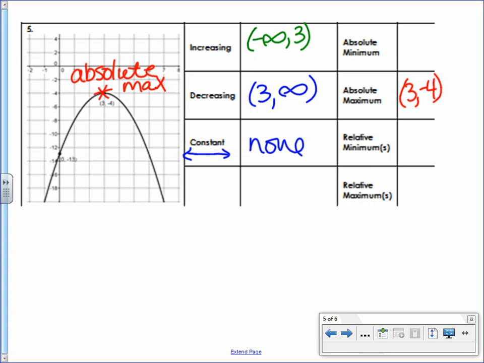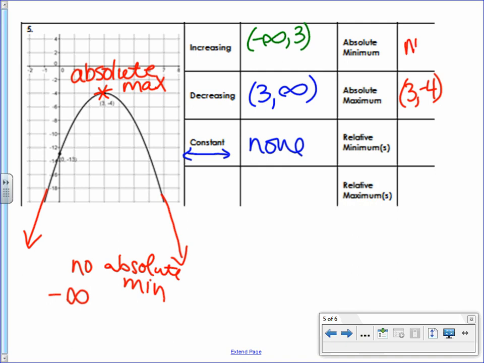Okay, now I've got to look at my ends when I'm talking about minimums. My ends go down forever. And as they go down forever, they're approaching negative infinity. Well, now we know when we start talking infinity, we cannot have an absolute minimum. We don't even have a relative minimum because there's no place that even makes one of those values. So absolute minimum, we got to write none. Relative minimum, we got to write none.